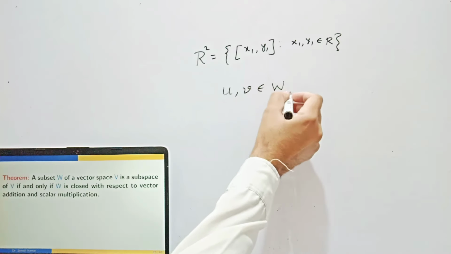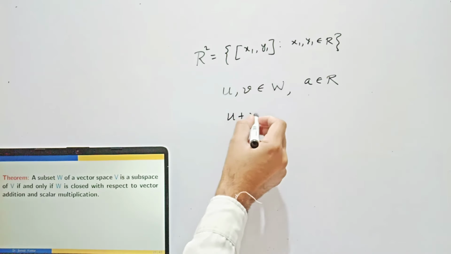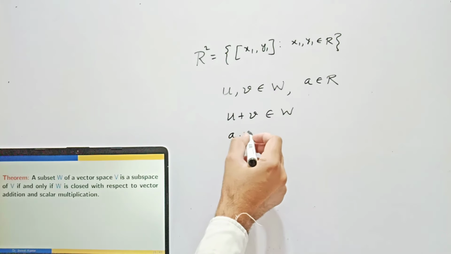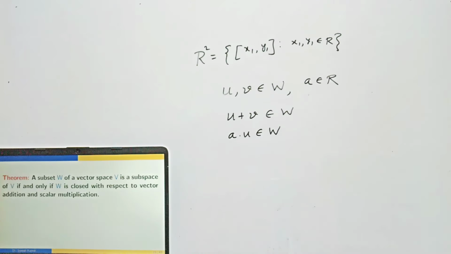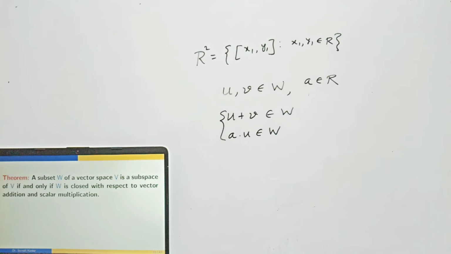u, v belonging to W, a belonging to R implies u plus v belongs to W and a dot u belongs to W. Verifying these two properties is equivalent to verifying the 10 properties according to this theorem. So it's very important. If you show W is closed with respect to vector addition and scalar multiplication, it is a subspace of the vector space.